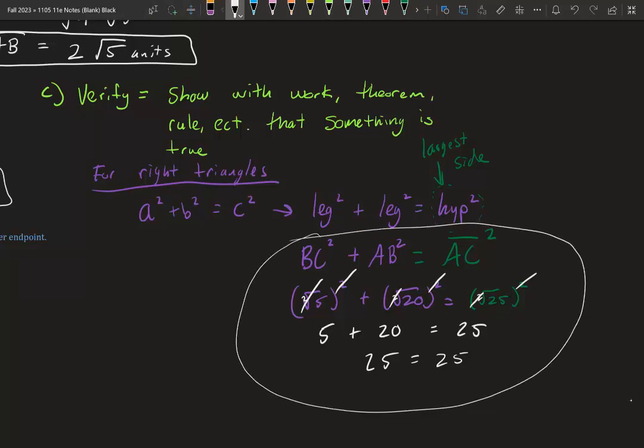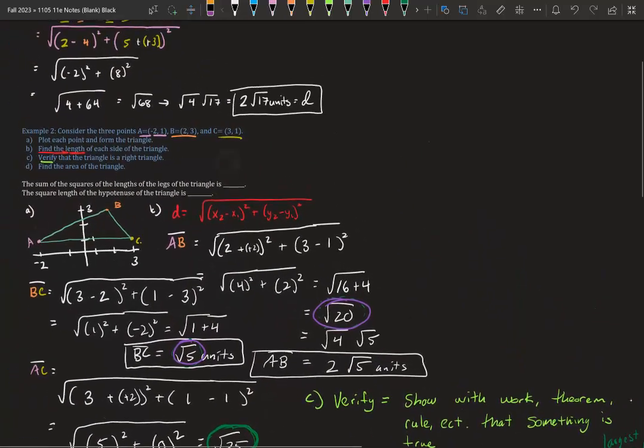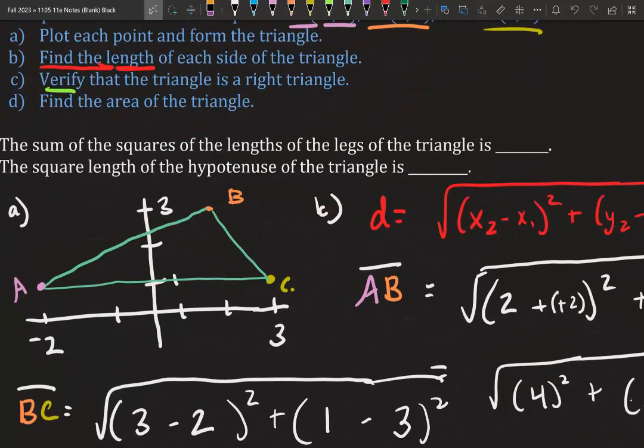You don't need to box it. I'll just look at your work. But that's how you verify that this is a right triangle, because the Pythagorean theorem states if you square your legs, it will always equal the hypotenuse squared. That's where we're going back up to here. The sum of the squares of the lengths of the legs of the triangle is blank. The square of the length of the hypotenuse of the triangle is blank.